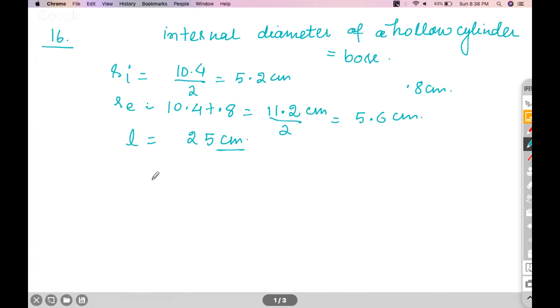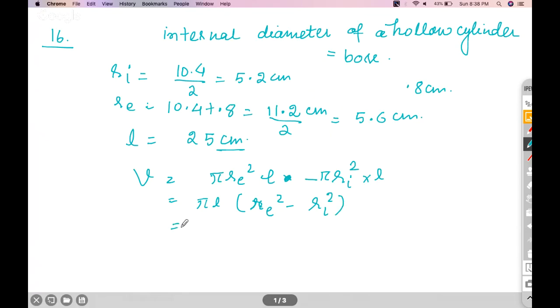So volume would be equal to V, pi R external square into length minus pi R internal square into length. So take pi L common, it becomes R external square minus R internal square. So pi is 22 by 7 into 25, and this is 5.6 square minus 5.2 square.